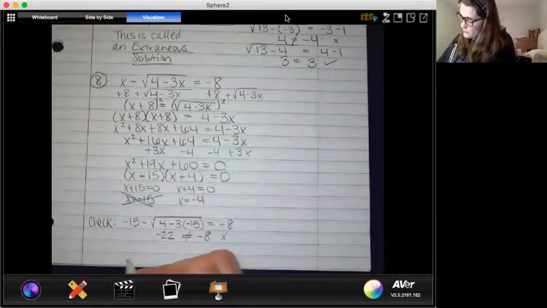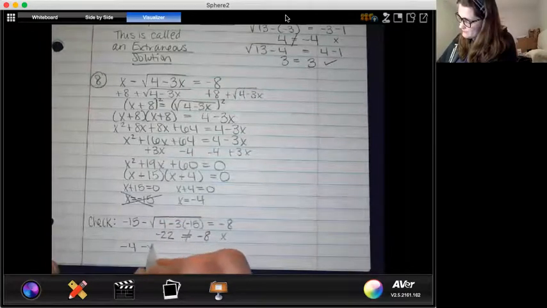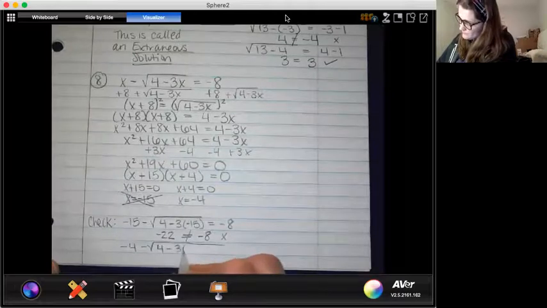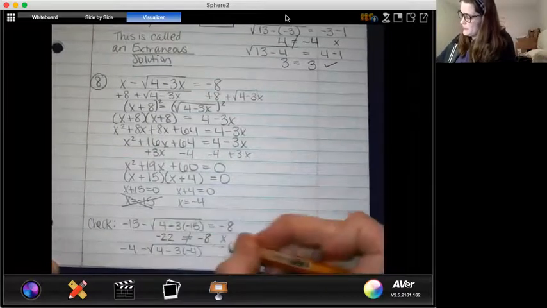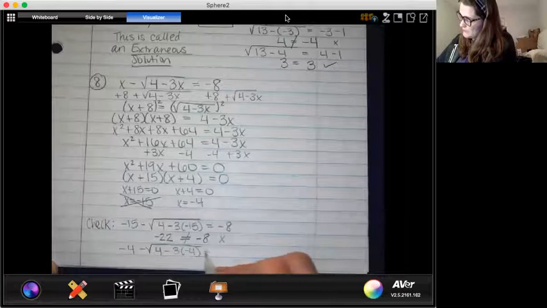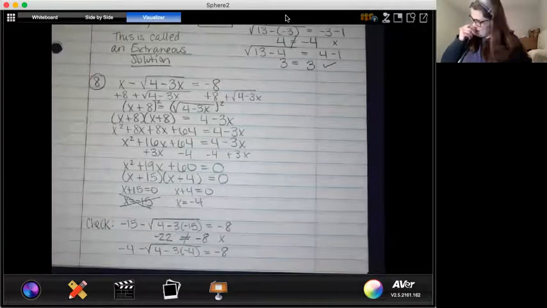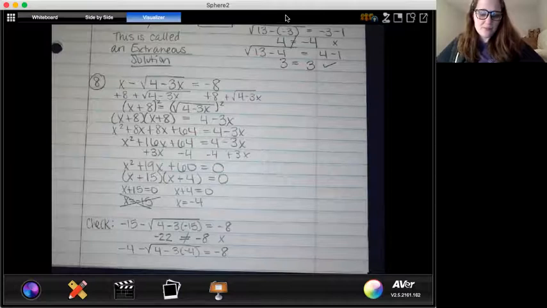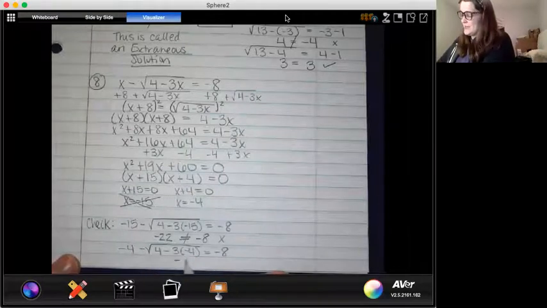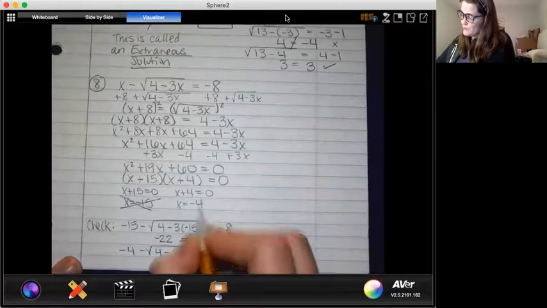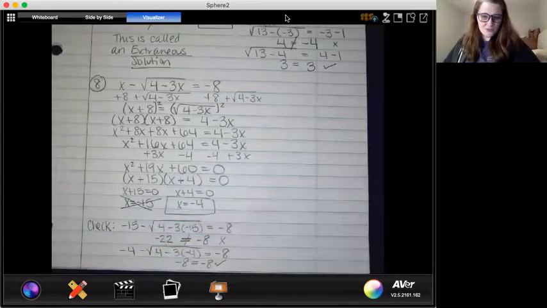Let's check if negative 4 works. Then we have negative 3 times negative 4, which is 12. 12 plus 4 is 16. Square root of 16 is 4. Negative 4 minus 4 is negative 8, which equals negative 8. So therefore, negative 4 is our solution.